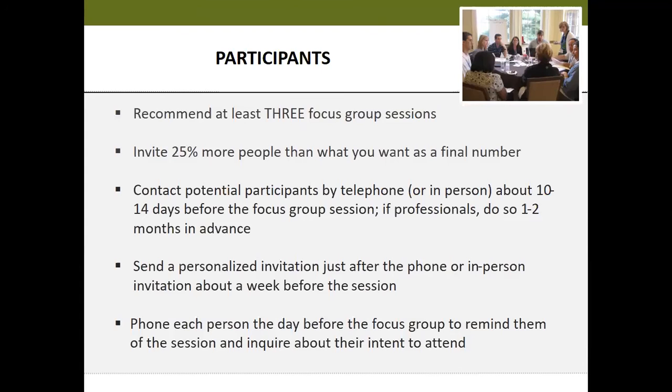Send a personalized invitation just after the phone conversation, or an in-person invitation about a week before the session, if at all possible. Or at least do something to remind them. It could be an email, a very nice email about it. And finally, if you can, it's ideal to phone each person who said yes, I'm coming, before the day of the focus group to remind them about the meeting and make sure that they are planning to attend.